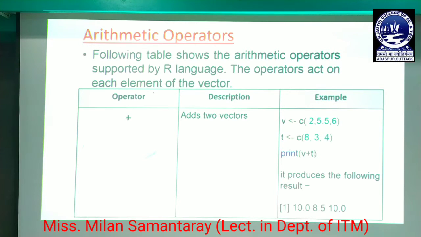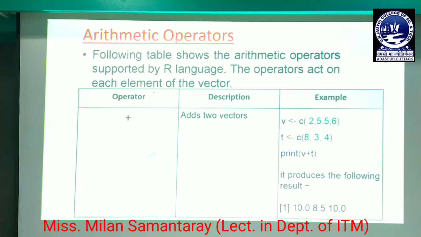By using this plus operator, the addition operation, we are performing addition between these two vectors v and t. We have to write the syntax v plus t within the print function. So, we print the values of the elements, adding one element with the corresponding element of the other vector.